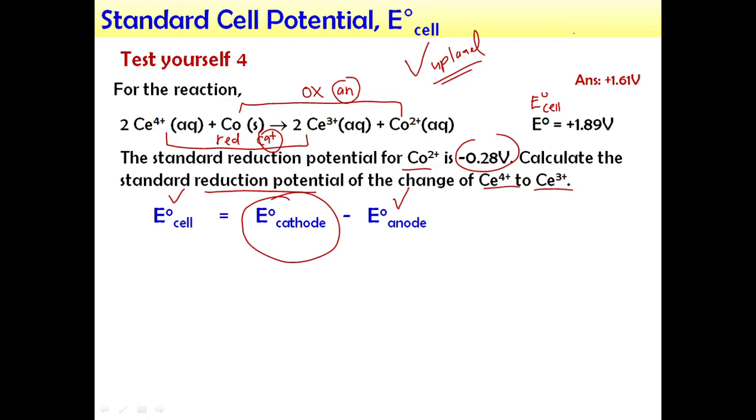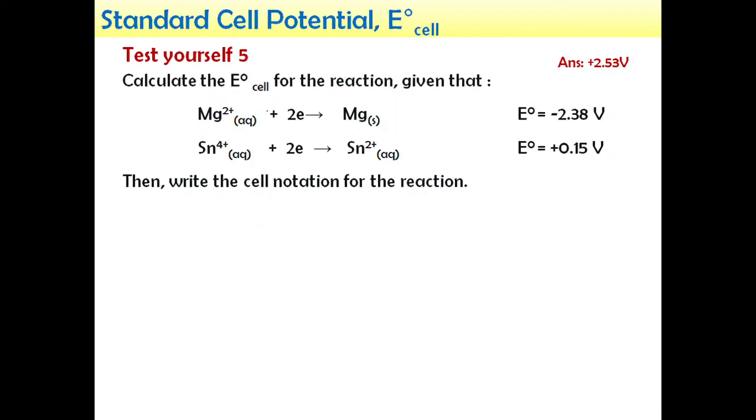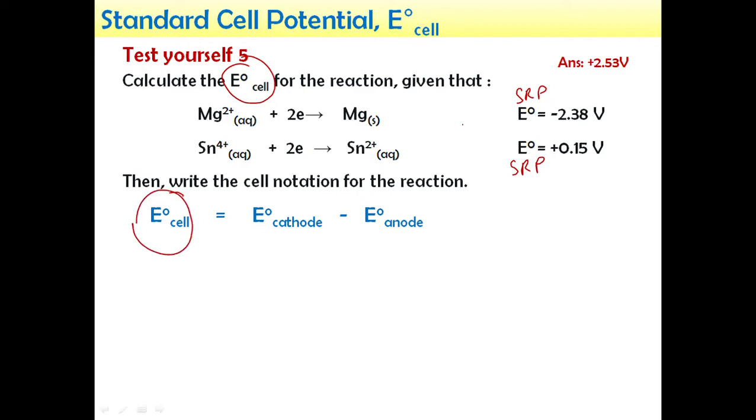Okay. So, next is test yourself 5. Okay, this is the half cell. Dan awak diberi nilai E0. Bila half macam ini adalah SRP value. Jadi, harapnya boleh nampak beza dengan yang tadi. Tadi full equation tau. Ini half equation. So, this is SRP value. I want to determine the E0 cell. Means I'm going to use the same formula. Okay. Please determine which one is cathode, which one is anode. Find the E0 cell value. Okay, this is the answer. And next, please write the cell notation. So, tolong buat soalan ini. Okay, then upload your answer.